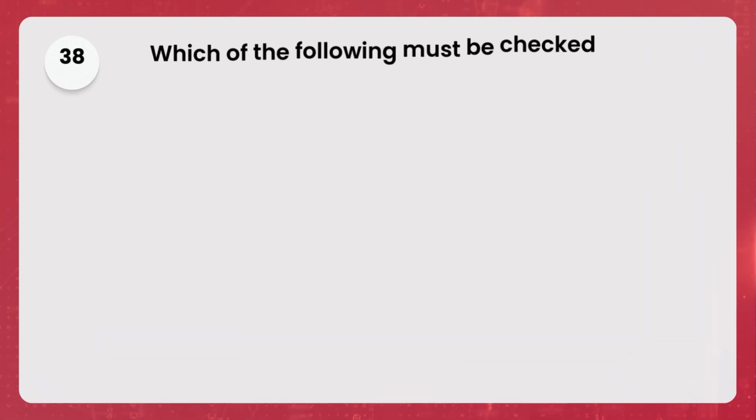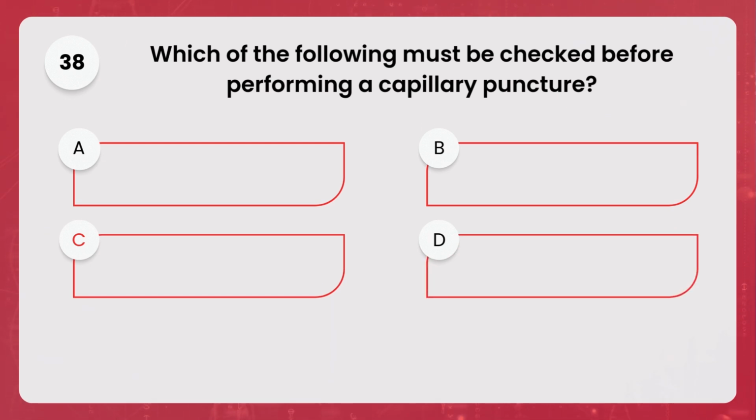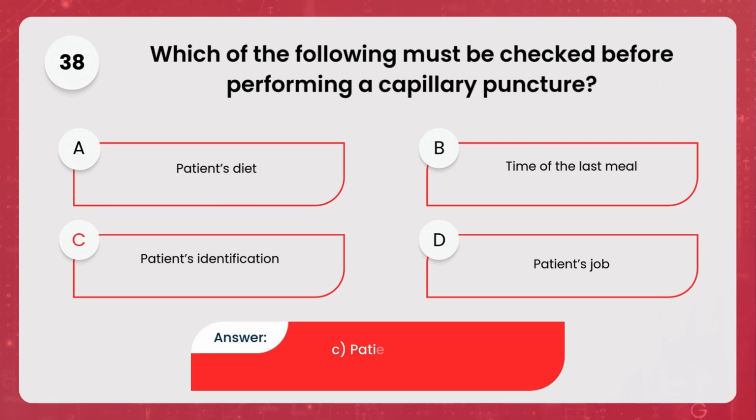Number 38. Which of the following must be checked before performing a capillary puncture? A, patient's diet, B, time of the last meal, C, patient's identification, or D, patient's job. The answer is C, patient's identification.